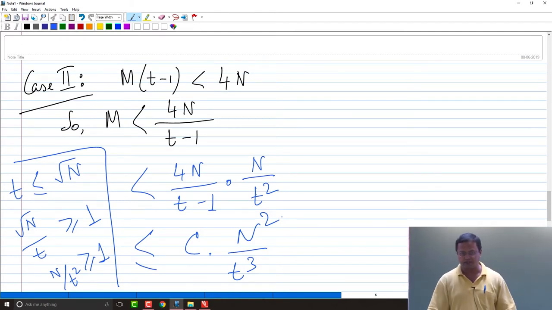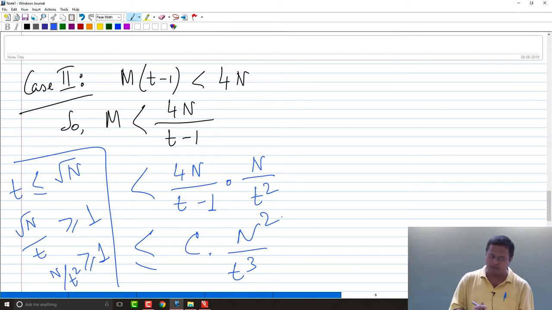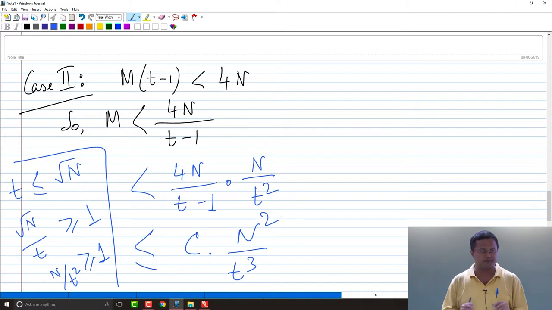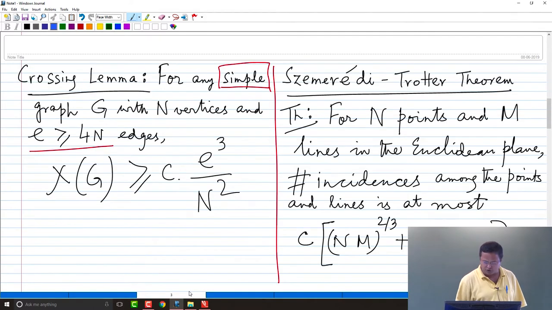Fine. Just applied the crossing lemma. So, p implies q, and when that p failed, we did both cases. Right. So, we have also proved Szemerédi-Trotter. And as I said, though this is a new proof, this even follows from a corollary of the original one.